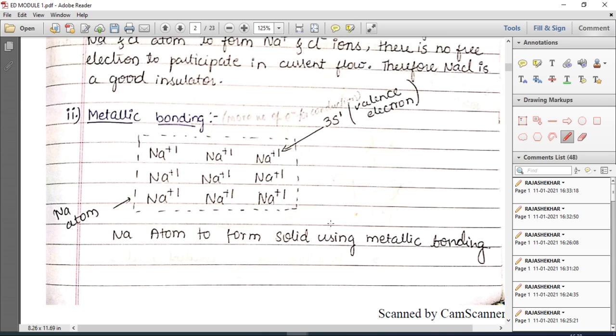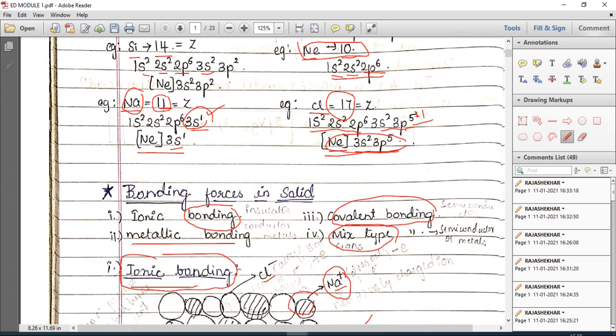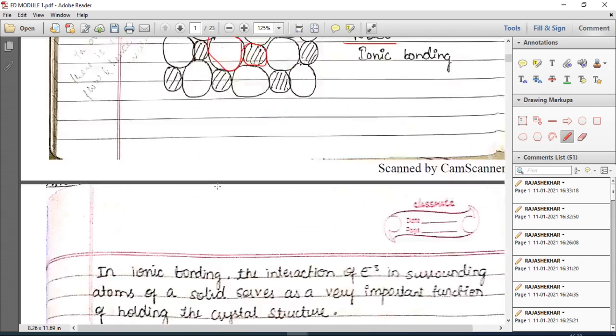Now when it comes to the metallic bond, again we have taken the sodium atom. As I said, the sodium atom has only one free valency electron, that is 3s1, because sodium has 11 electrons. Of these, 10 electrons are already bonded with the neon configuration. Only one electron is free at its outer orbit. So this electron plays a very important role in the cause of current.